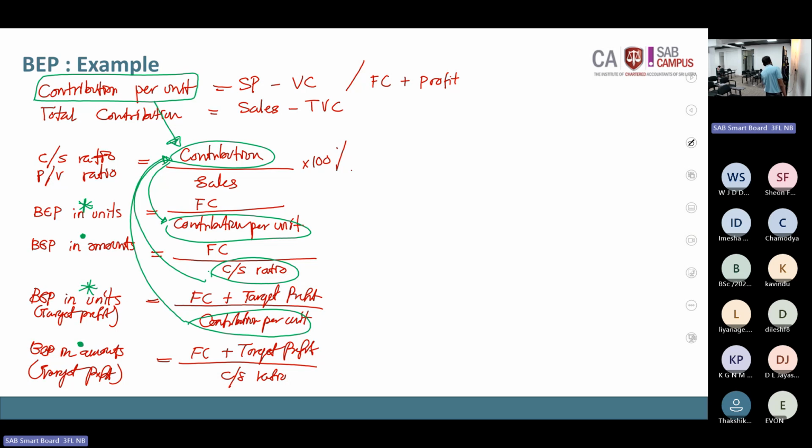In this one also, it is fixed cost plus target profit divided by the CS ratio. To calculate the CS ratio, again we need the contribution. Let's see how we do it.